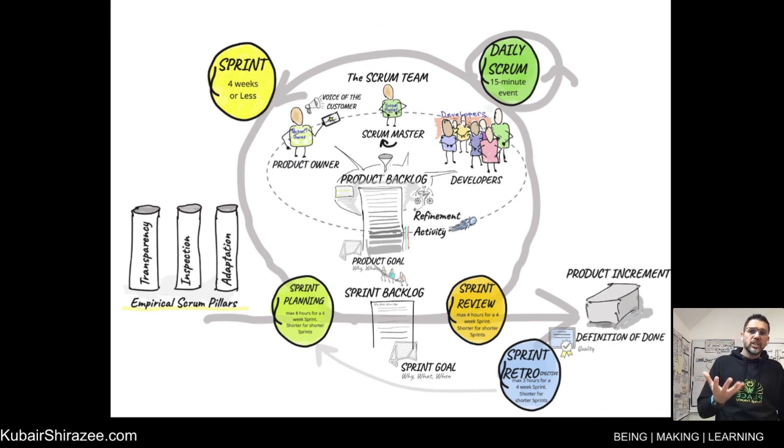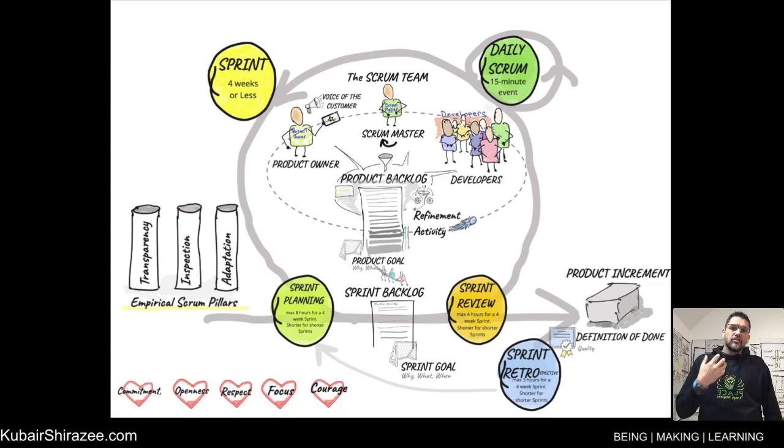All of the above is supported by 5 defined values in Scrum: courage, openness, respect, focus, and commitment. It is only by living these values that individuals and the Scrum team would be able to earnestly bring these practices to life, such that they create value.